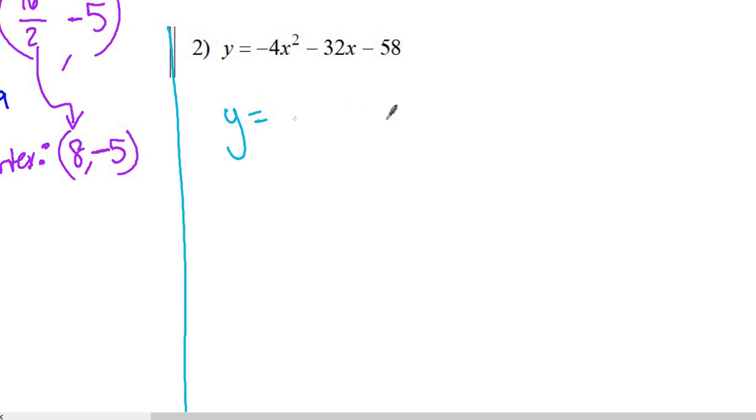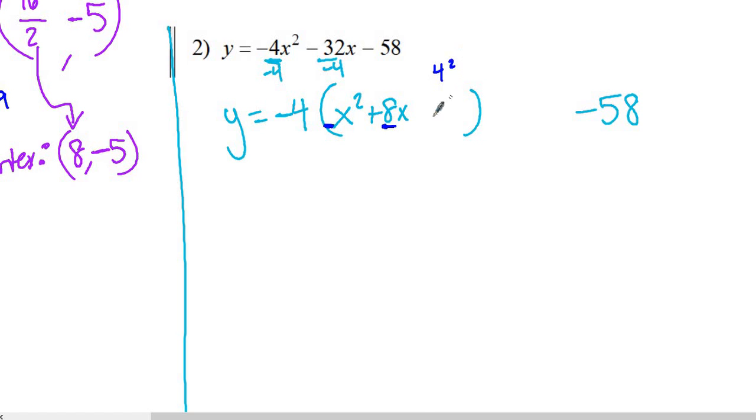We will start by moving this negative 58 over, and then remember that the a value has to be 1, and right now it's not. So the way that we can make that happen is we can pull out the negative 4 from these two terms, not from negative 58, because remember we're not dealing with that, we're just leaving it alone. So we'll divide each of these by negative 4. Negative 4x squared divided by negative 4 is x squared. Negative 32x divided by negative 4 is positive 8x. Why did we do that? Because remember we're trying to complete the square, and we can only do that when this number in front of x squared is 1.